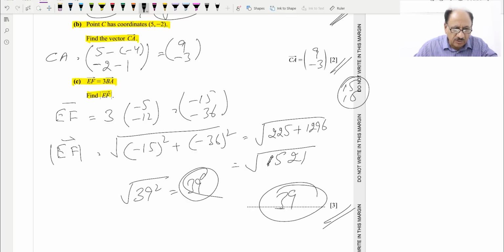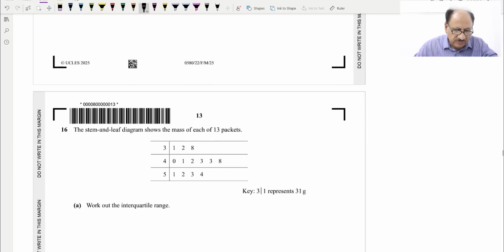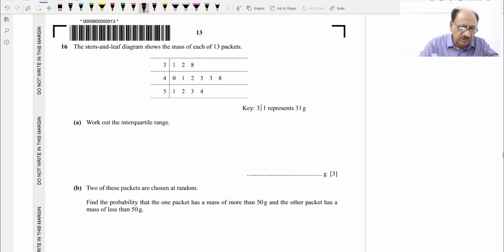Hopefully you understood this. Next comes the stem and leaf diagram, and they are saying the stem and leaf diagram shows the mass of each of 13 packets, and this is the key provided. Work out the interquartile range. So first of all, we will be finding the lower quartile. Basically upper quartile minus lower quartile will be the interquartile range.